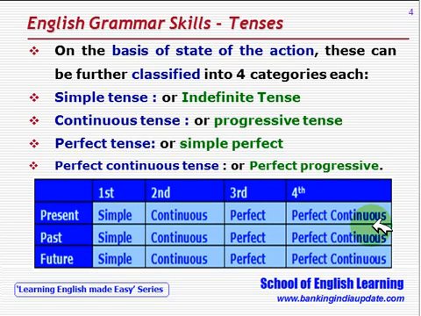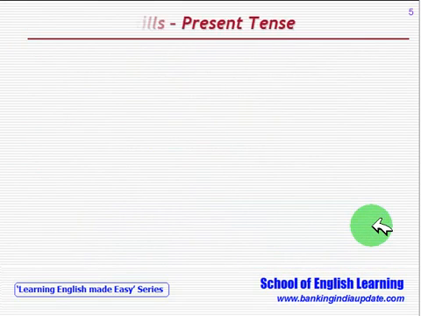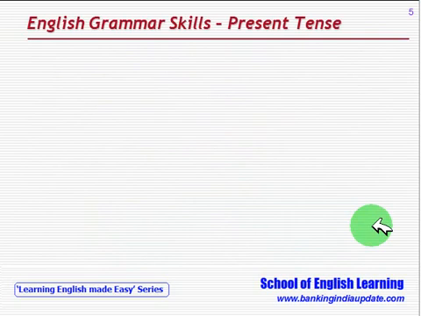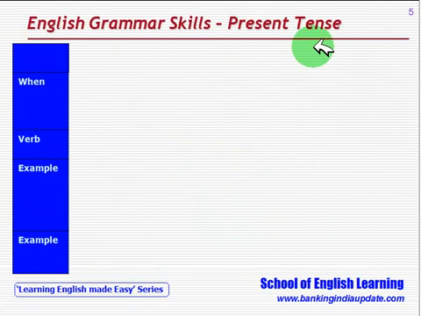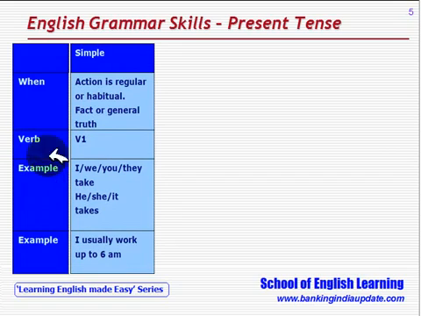Now we can discuss these one by one. So first of all, we are discussing present tense. Here our discussion will be based on 3 basic things. 1. When it is to be used. Second, which verb will be used. And third, examples. So in the present tense, the first one is simple present tense.